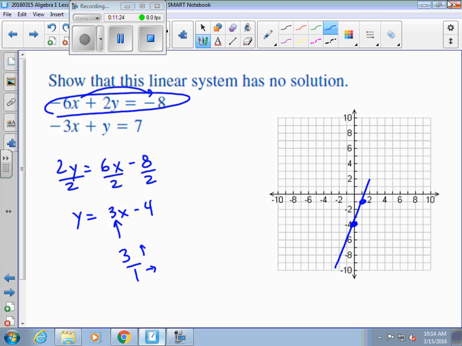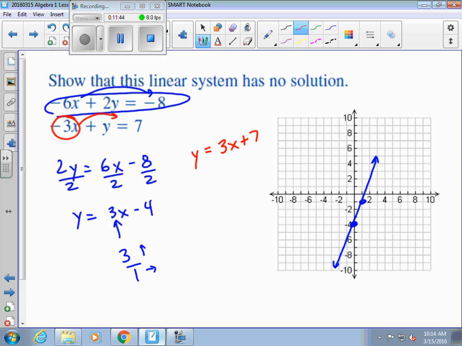It looks something like this. The other equation is easier to convert to slope-intercept form because there's only one step. The only thing you have to move over is negative 3x to the other side. If it's negative on the left, it becomes positive on the right. So when you move it over, it says y equals positive 3x plus 7.